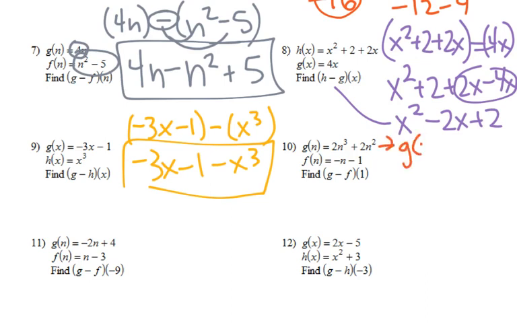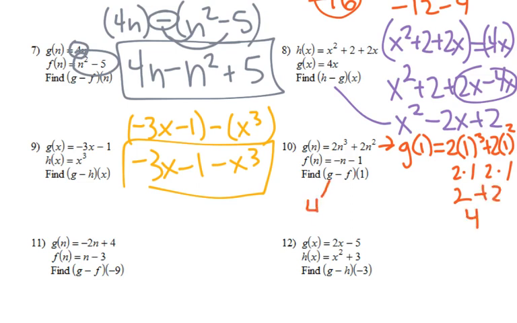So I'd find g of 1 first. So it'd be 2 times 1 cubed plus 2 times 1 squared. 1 cubed is 1, 2 times 1 is 2, 1 squared is 1, 2 times 1 is 2, 2 plus 2 gives me 4. So for g, we'd put 4. Then minus, then we'd find f of 1. So negative 1 minus 1, which would give us negative 2. So f would be negative 2. 4 minus a negative 2, that's like plus, would give us 6.